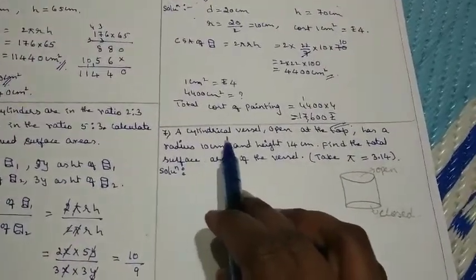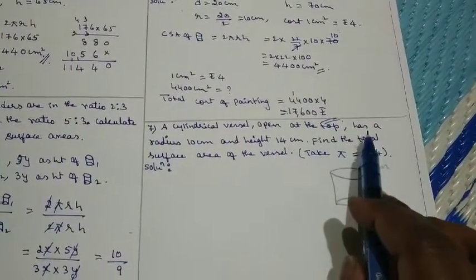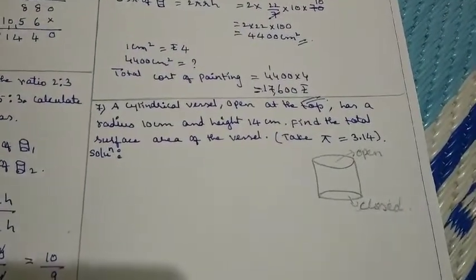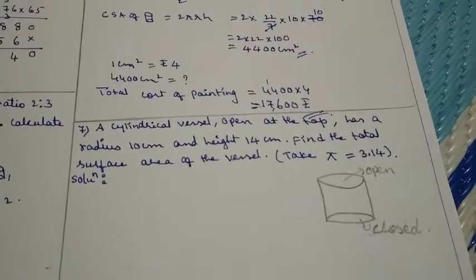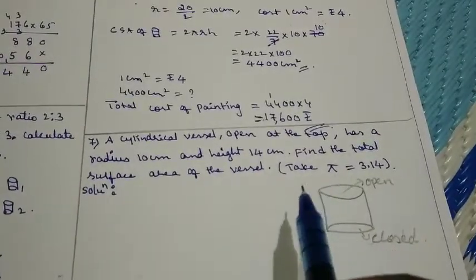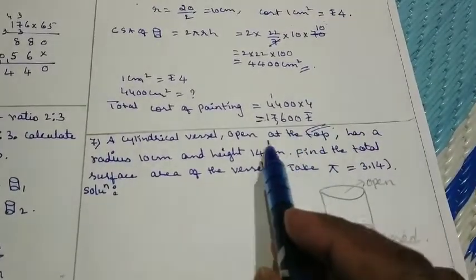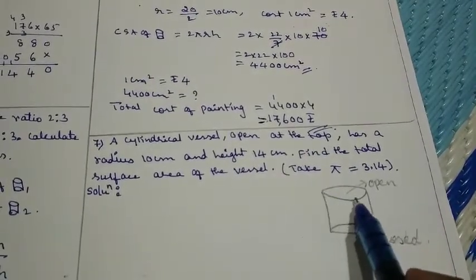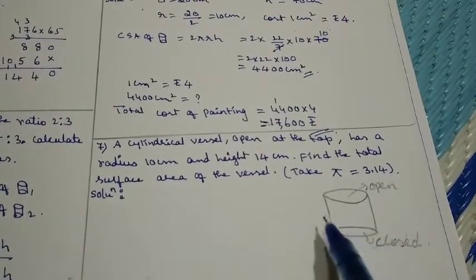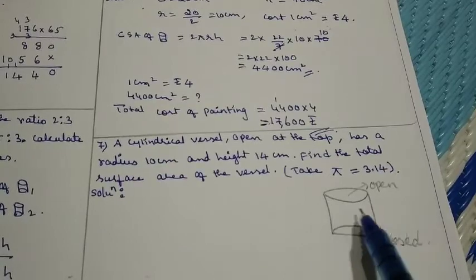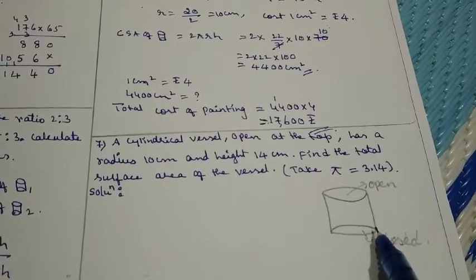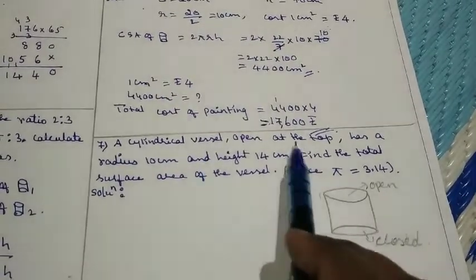Seventh question. The cylindrical vessel open at the top has a radius 10 centimeter and height 14 centimeter. Find the total surface area of the vessel. Don't take total surface area of the vessel equal to 2 pi r into r plus h. Here the condition is given, open at the top, which means the top circular region is not present in the given cylindrical vessel. So therefore I'll go with the CSA of cylinder, that is curved surface area, and I'll add the base area of the cylinder. Then I'll get a cylindrical vessel open at the top.